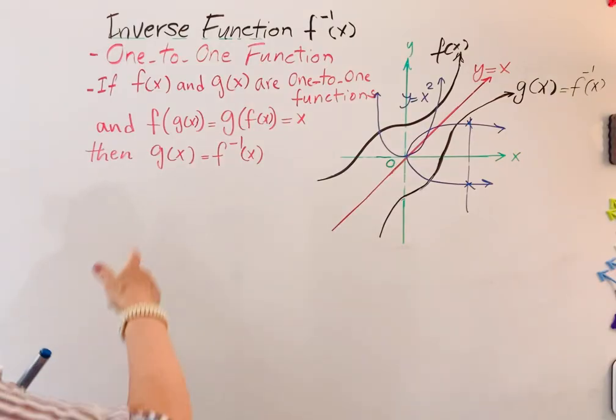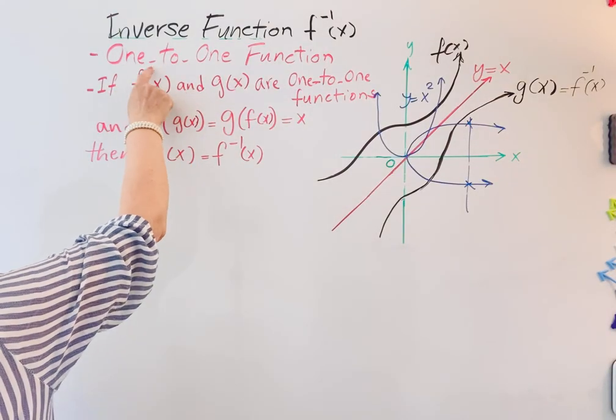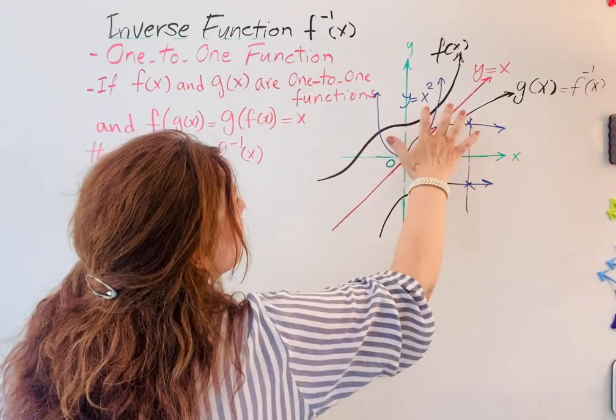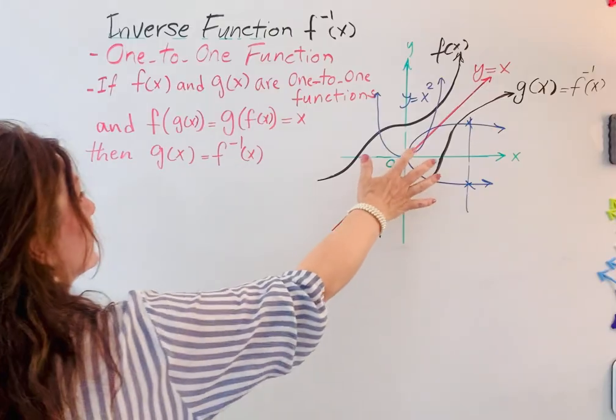That's why we need a one-to-one function to have an inverse function. This is the reason for that.